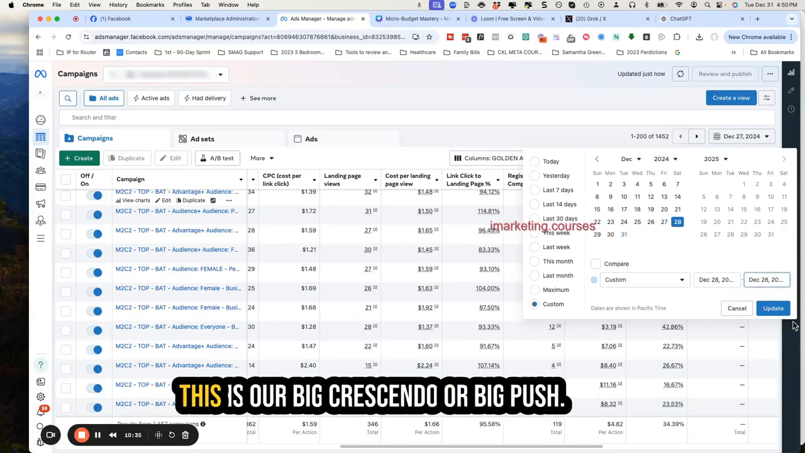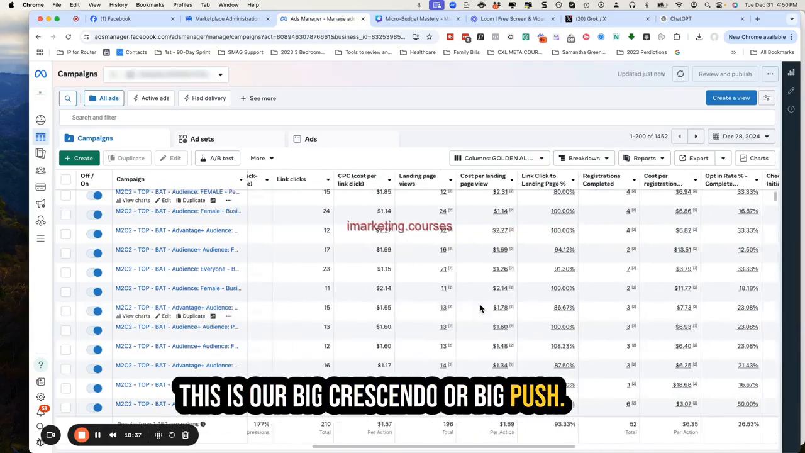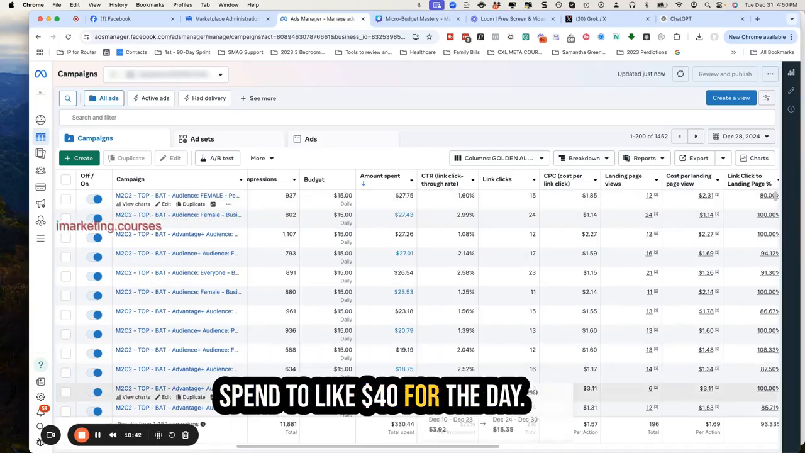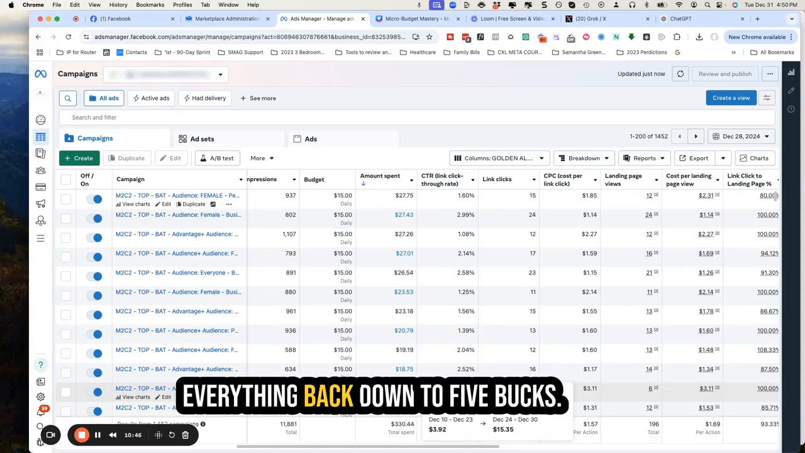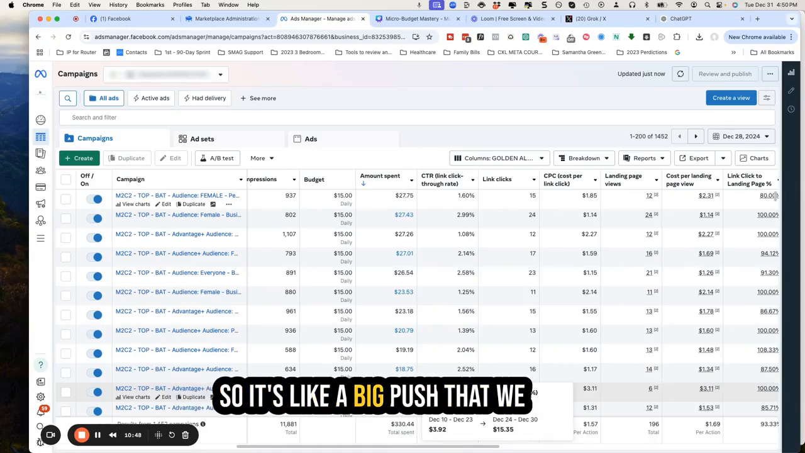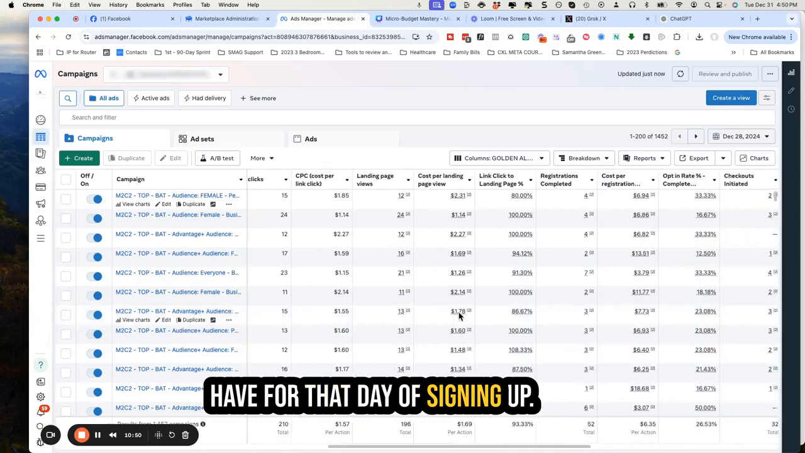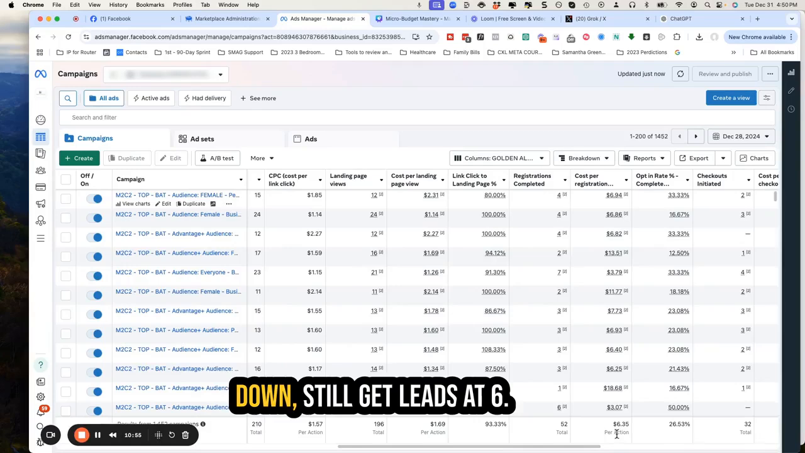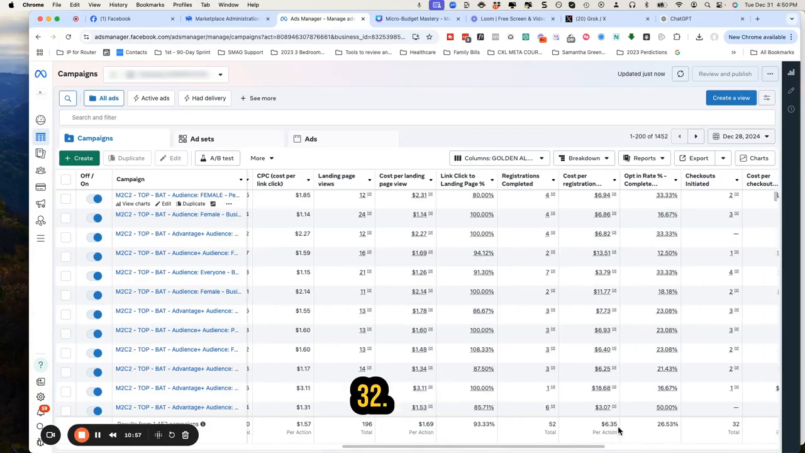On Saturday, this is our big crescendo, our big push. Essentially what I end up doing is I crank up ad spend to like $40 for the day. Once our webinar happens in the middle of the day, I drop everything back down to $5. So it's a big push that we have for that day of signing up. But even for that big throttle up and then throttle down, we still get leads at $6.32.